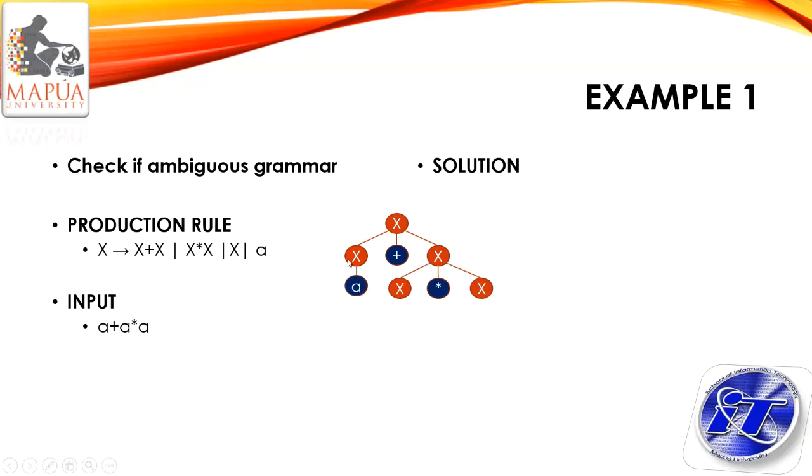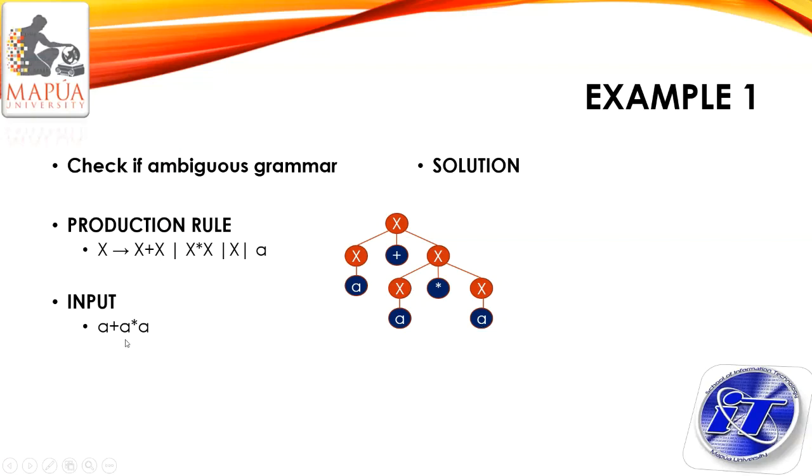And check if these nodes have the same format as A plus A times A: X plus X times X. So therefore, we obtain the correct format. Now we're going to replace X by the fourth option, which is A. So we have A here, and this second X will be replaced by A again by the fourth option, and this X will be replaced again by A by the fourth option. And when we read it from left to right, A plus A times A, which is the same as this.